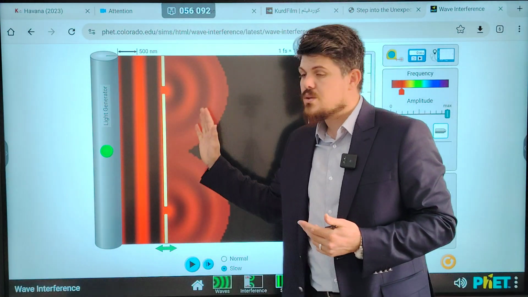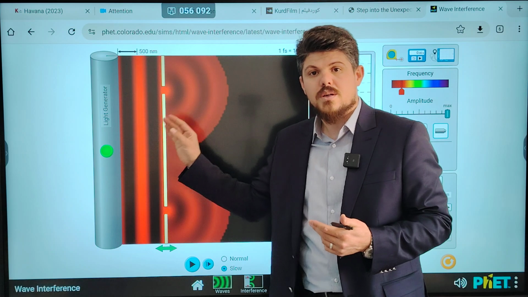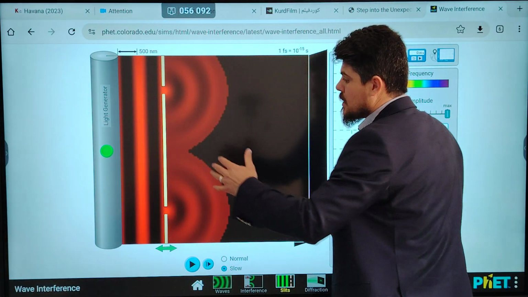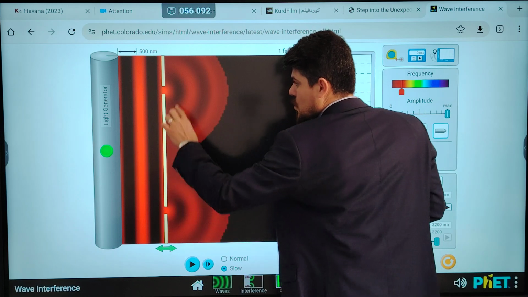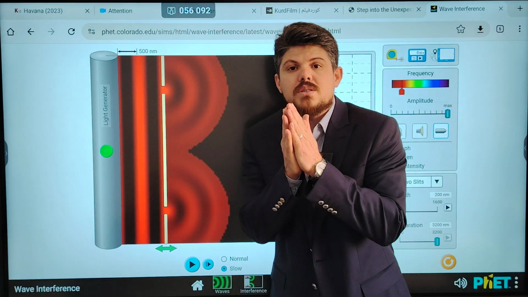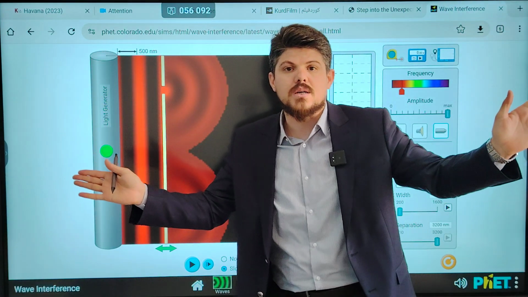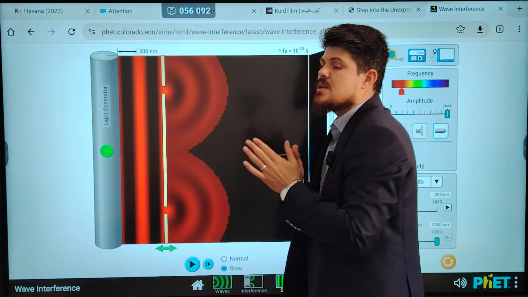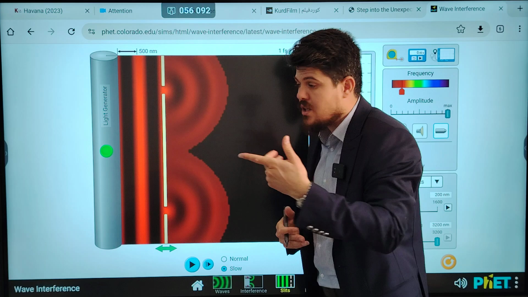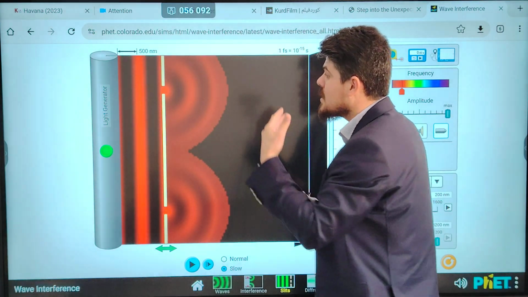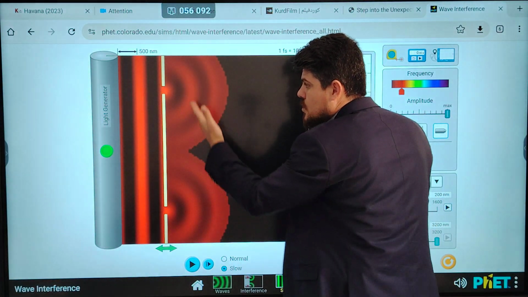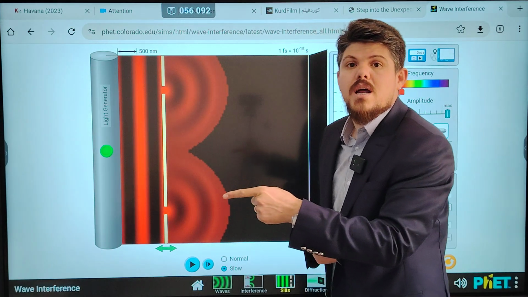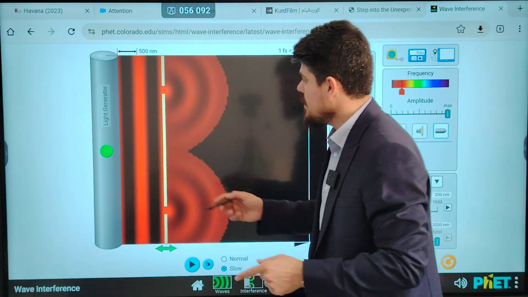Now, before entering the barrier, in the double slit interference, we have one source, okay? But when the light passes through these two slits, because the light behaves as a wave, it can diffract, okay? As a result of this diffraction, each portion acts as a source. Now, it appears we have two sources with the same color, and they can interfere with each other, okay?